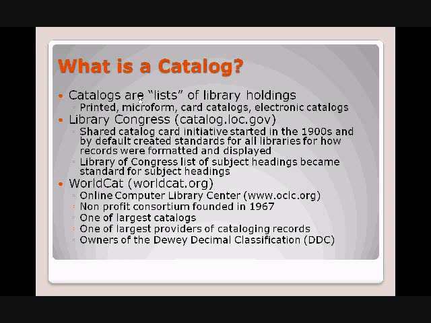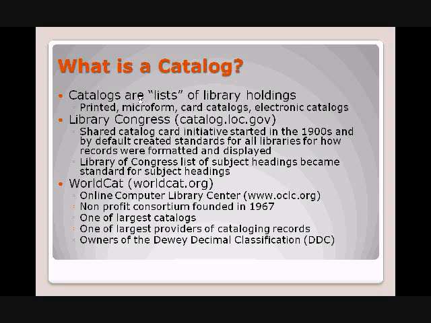The Online Computer Library Center, or OCLC, is a very important library consortium founded in the 60s when electronic catalogs came onto the scene. Their shared cataloging tools are used by librarians, who then contribute their records to one of the largest catalogs in the world called WorldCat. So by default, OCLC became one of the largest providers of cataloging records. OCLC also is the owner of the Dewey Decimal Classification.